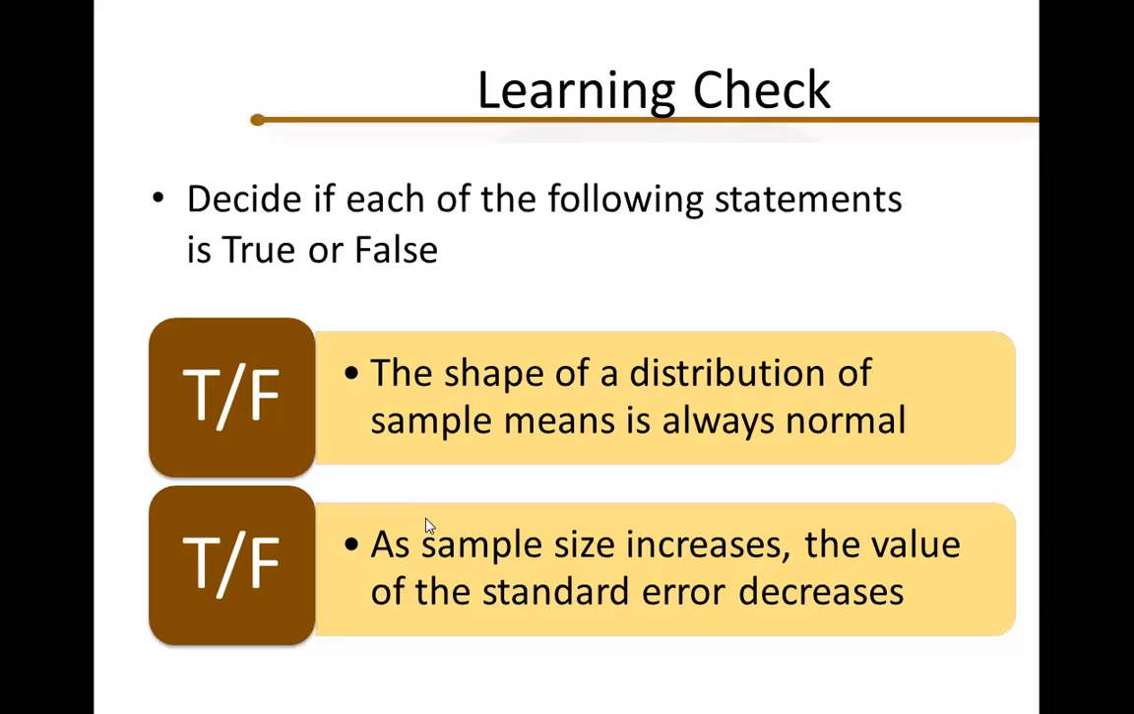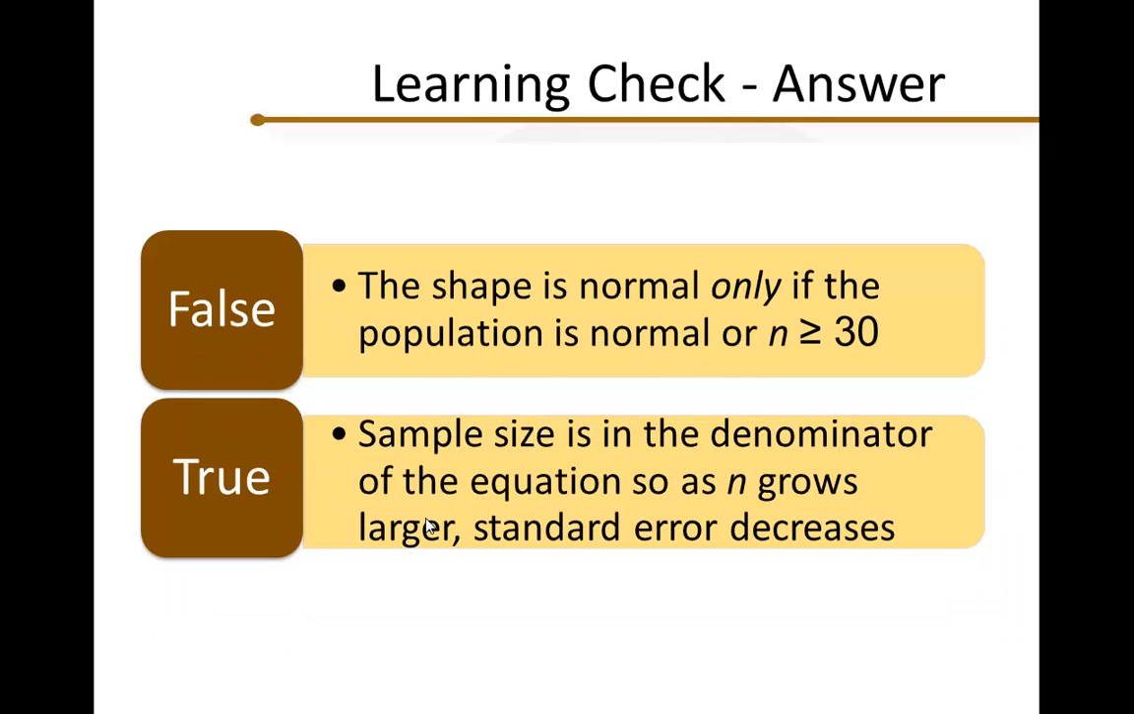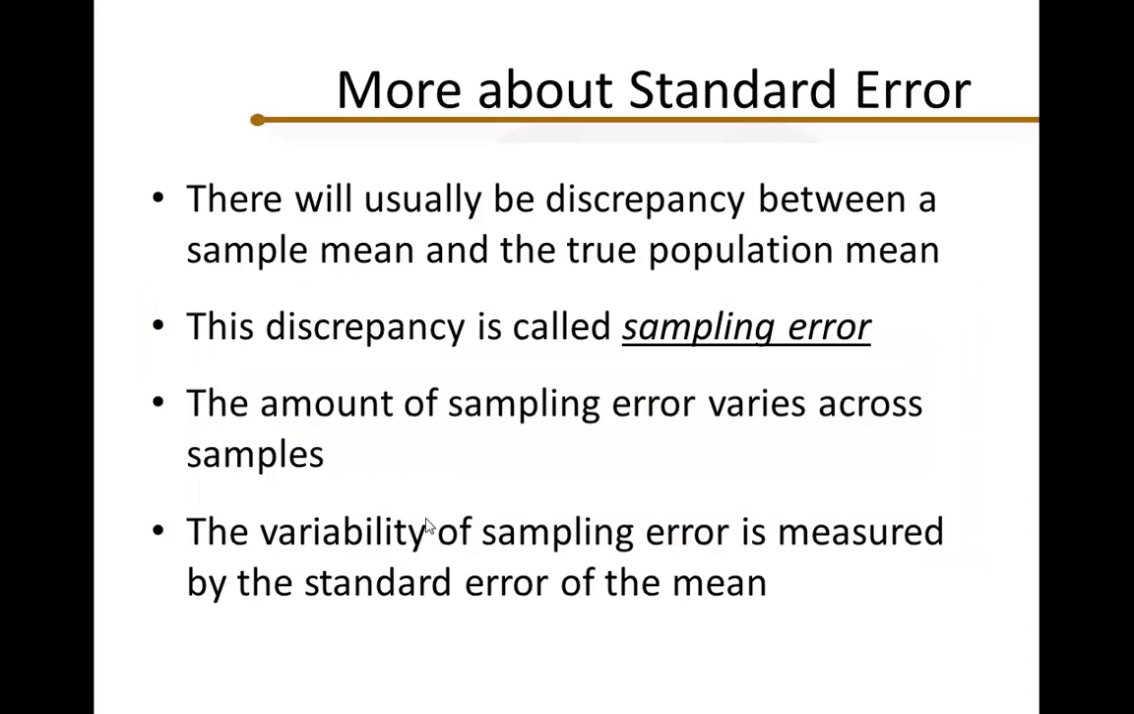All right, so the shape of a distribution of sample means is always normal. Is that true or false, you think? And the next one is, as sample size increases, the value of the standard error decreases. First one's false. The shape is only normal if the population is normal or your n is greater than or equal to 30. The sample size is in the denominator of the equation. So as n grows larger, standard error decreases.